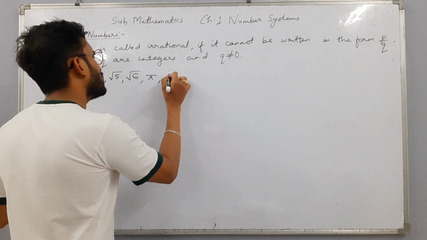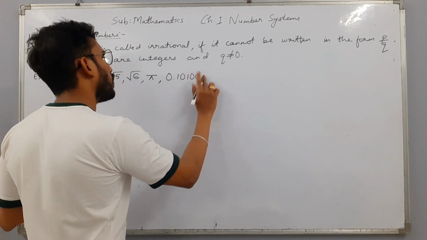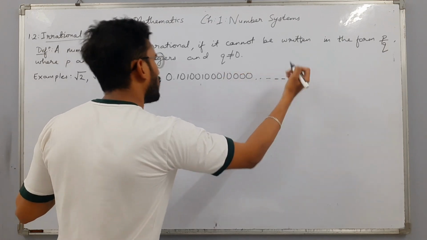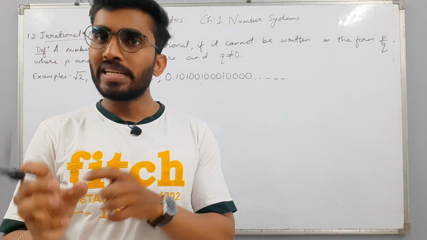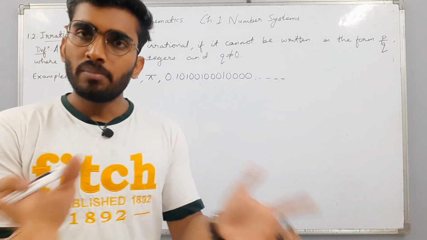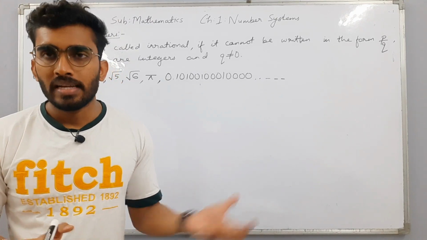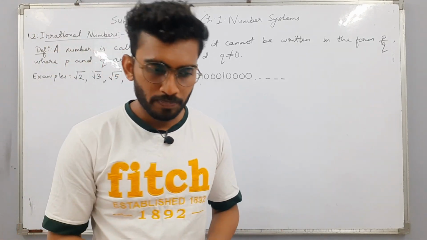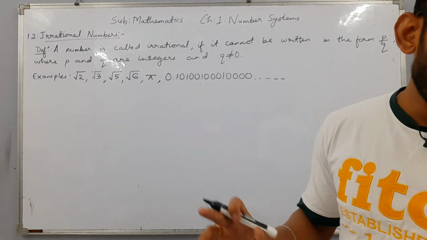Then we will see 0.10100100010000 and so on, where the number of zeros keeps increasing after each 1. This number will also be considered an irrational number. We will see exactly why, and how to identify irrational numbers in decimal form. So this is the definition and the examples for irrational numbers.